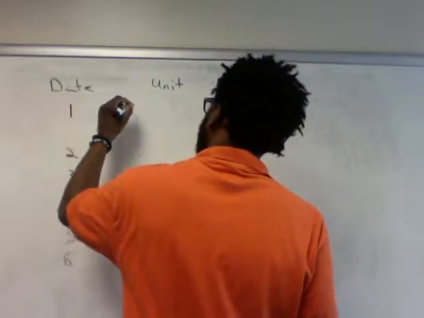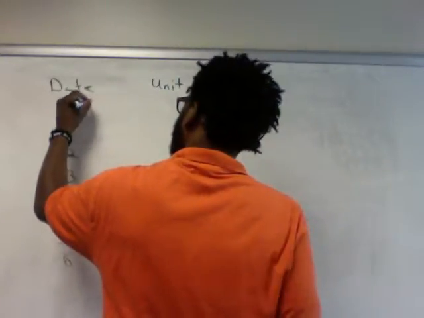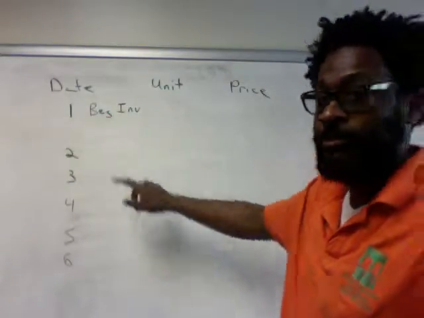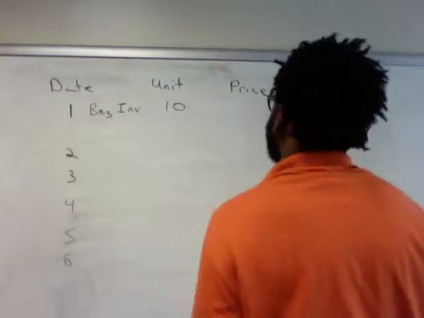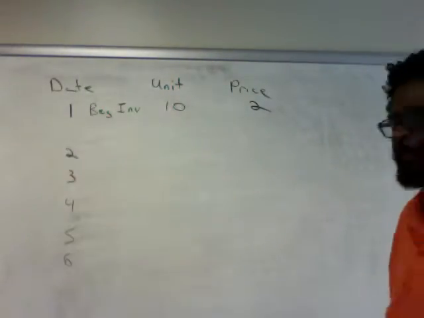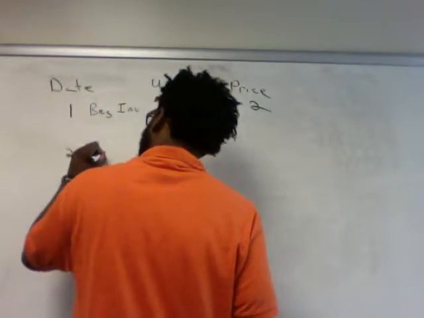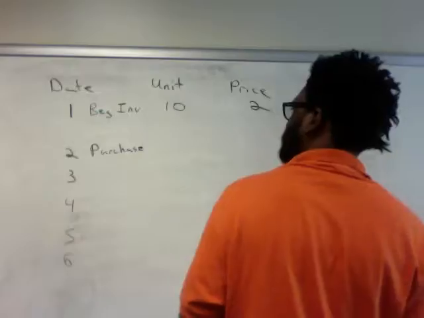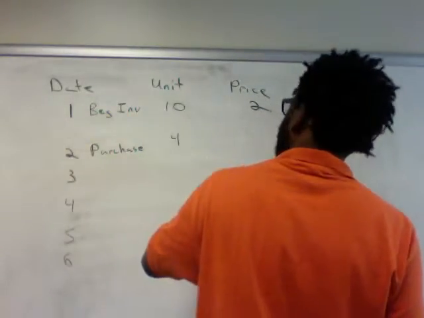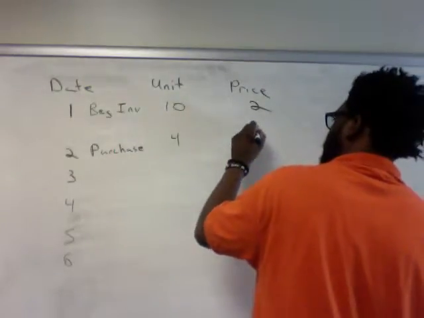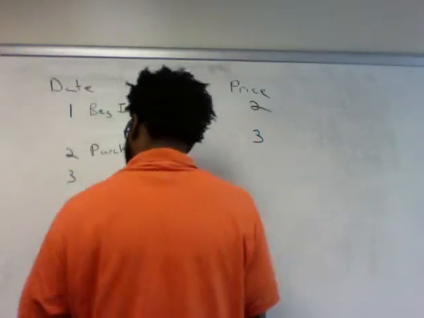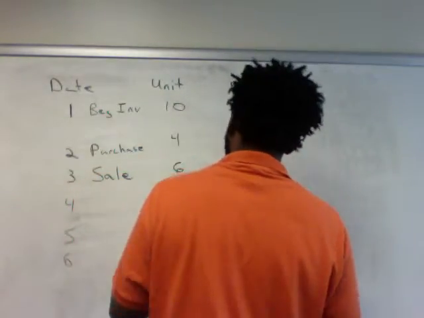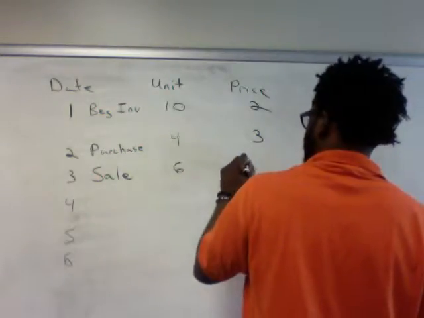So on the first, we have beginning inventory. On the first, we have beginning inventory of 10 units at, I don't know, $2. Okay? Let's assume on the second, we made a purchase of 4 units at $3. On the third, let's assume that we made a sale of 6 units, let's say at, I don't know, $20.